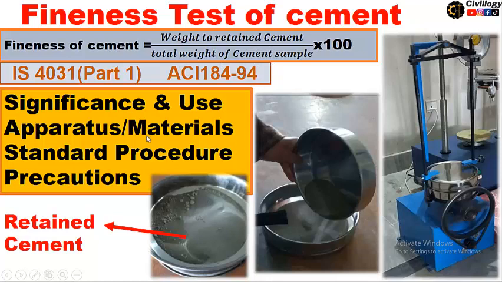We will discuss this procedure for the fineness test of cement in the context of IS (Indian Standard) 4031 Part 1 and the ACI (American Concrete Institute) Code 184-94. So let's start today's topic.